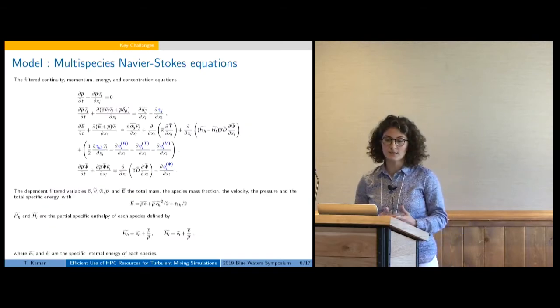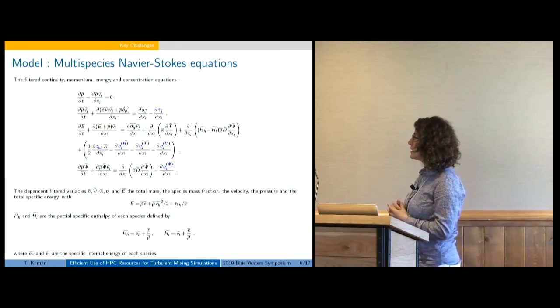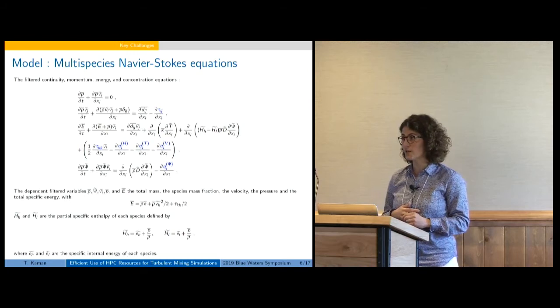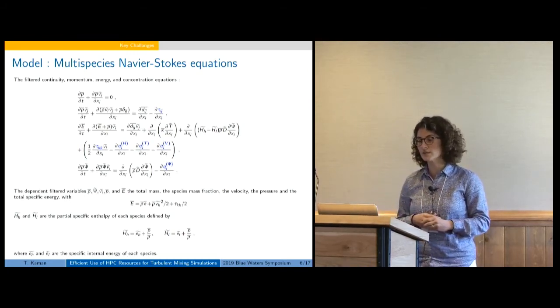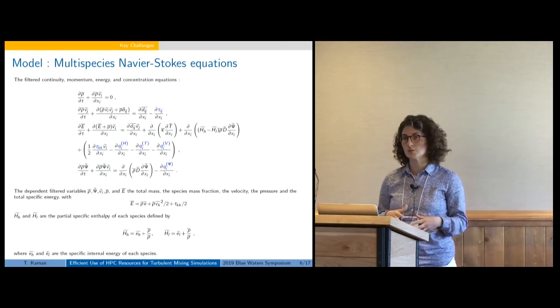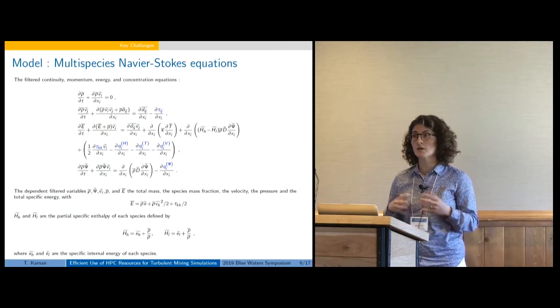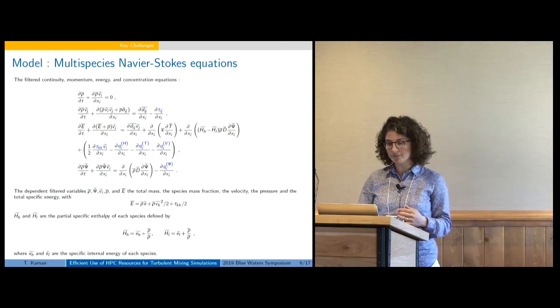So these are the multi-species Navier-Stokes equations, as I told you already. The blue terms that you are seeing on the right-hand side are the subgrid scale model terms. And we believe, and we will show in the next slides, that large eddy simulation with subgrid scale models gives very good agreement in our simulations when we compare it with the experiments.